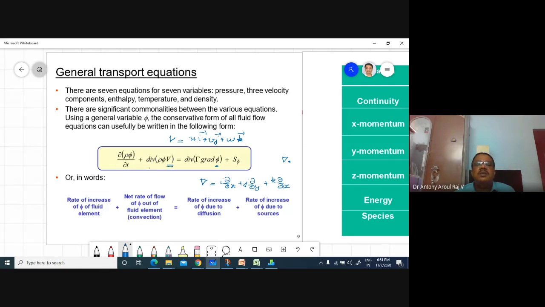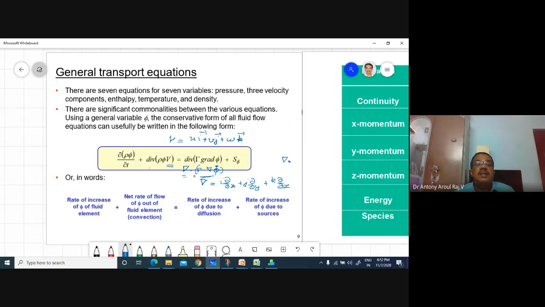So del dot of, I have it as gamma grad phi. So grad phi is a vector, and del is again a vector. I'm taking the dot product of these two, so the resultant will definitely be a scalar. That means all our equations are in the scalar transport form only. So that is very good news for you.